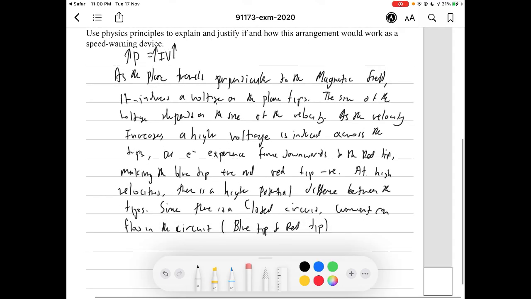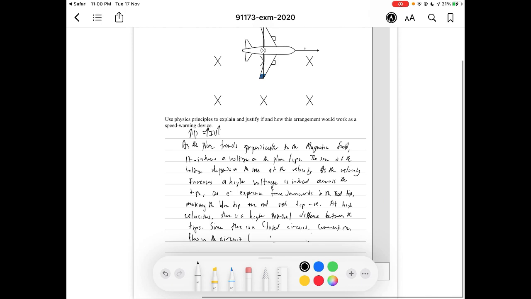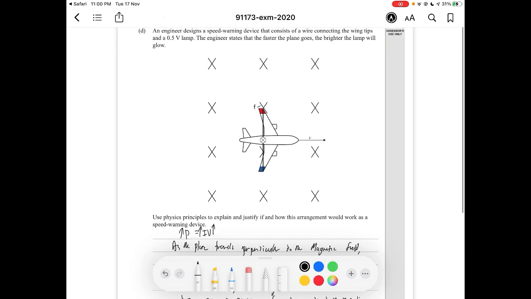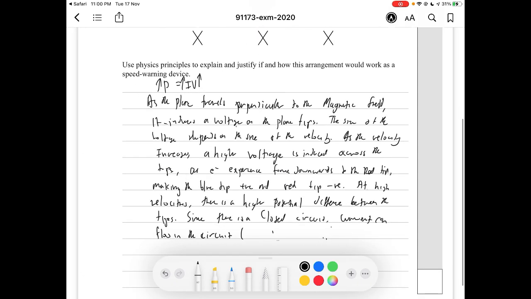Oh, they reversed it this time. I didn't realize that. They switched the directions around when I wasn't looking. So in this case, the red tip will be positive and the blue tip will be negative. So it would be red to blue, towards the blue tip.